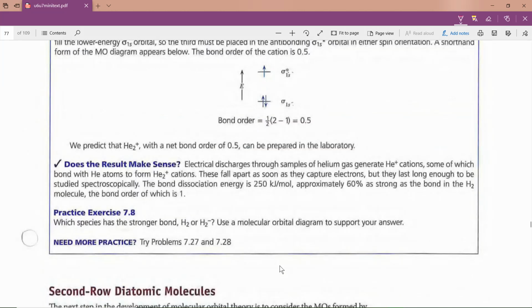And that is true. We have here, which species has the stronger bond, H2 or H2-? Well, it's going to be H2, right? Because H2 bond order will be 1. H2-, you're going to have an electron in the sigma star 1s, so it'll be 1.5. Sorry, it wouldn't be 1.5, it would be 0.5. 2 minus 1 is 1. 1 divided by 2, so 0.5, right? So H2 would have the stronger bond. Okay. So you can try these practice problems on your own, 7.27 and 7.28.